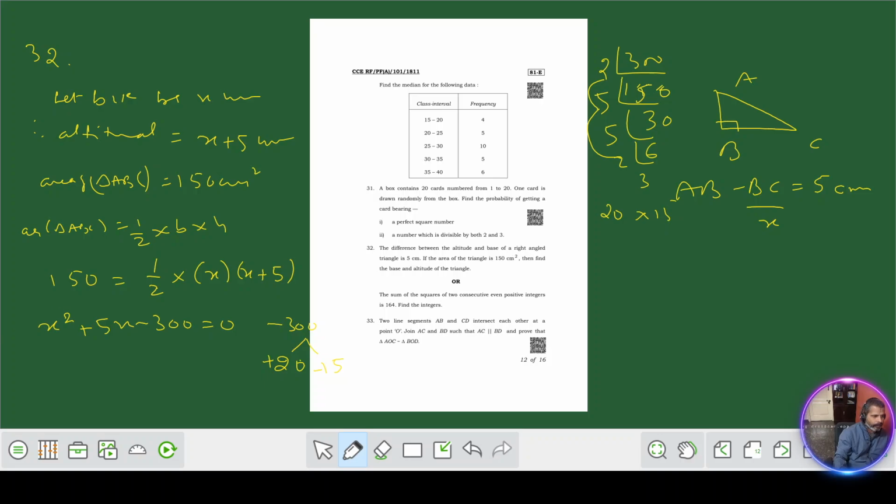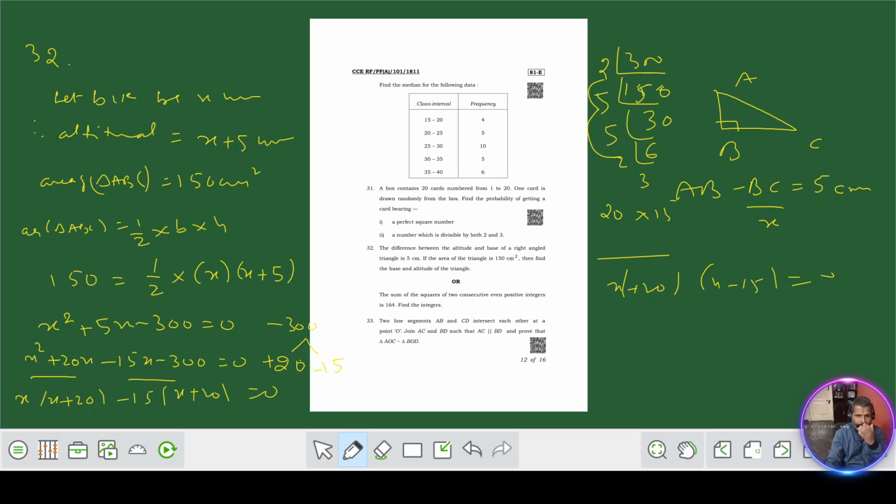Then on splitting, x square plus 20x minus 15x minus 300 equal to 0. Take the common factor: x into x plus 20 minus 15 of x plus 20 equal to 0. Okay. Then what is common there? x plus 20 is common. x plus 20 of x minus 15 equal to 0.